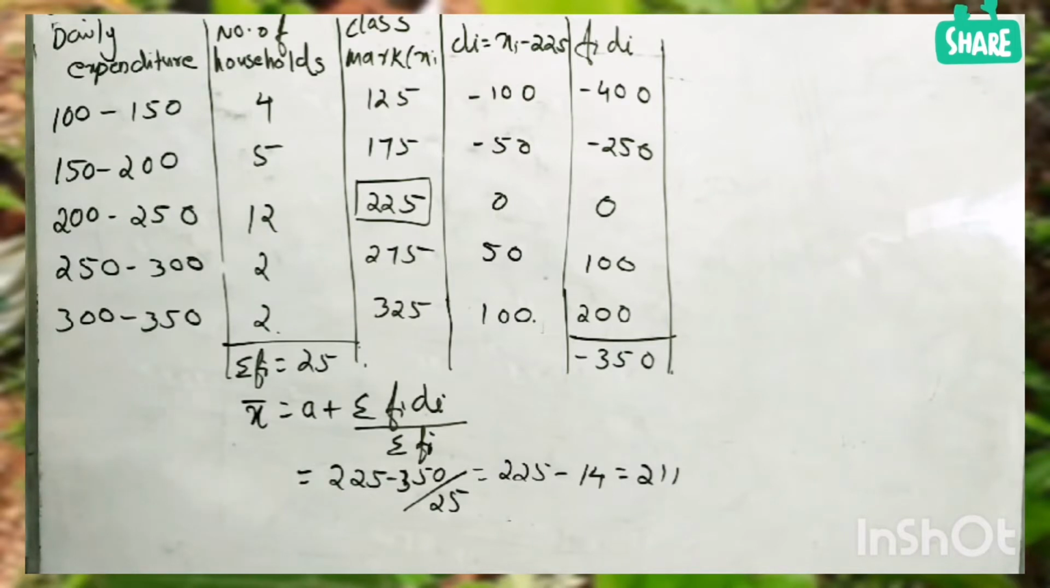Seventh question. In the seventh question, we need to find out the concentration of SO2 in the air. The data was collected for 30 localities in a certain city and is presented below. Okay, that table is given. We need to find the mean concentration of SO2 in the air.